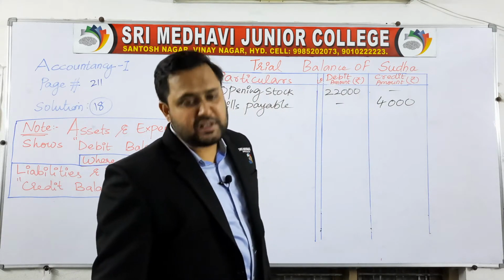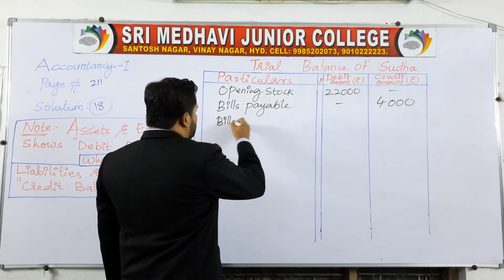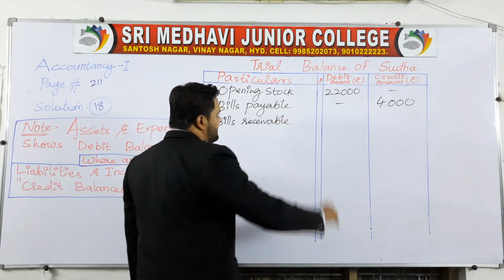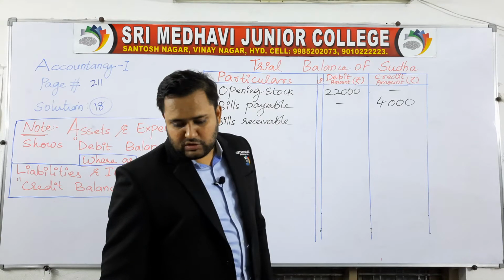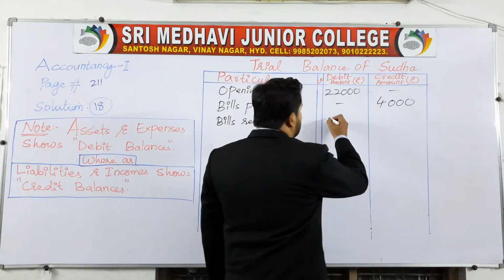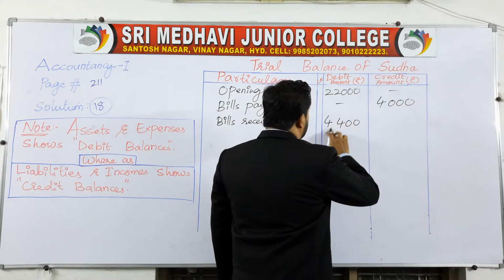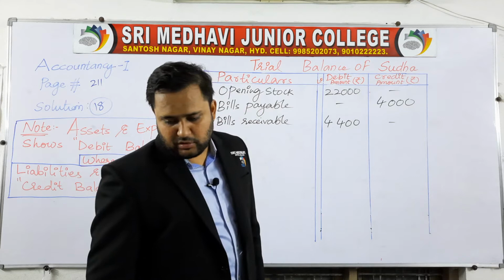Next, bills receivable, opposite to bills payable, vice versa. Bills receivable means you have to receive the bills. It's nothing but an asset for you. So you have to write in asset 4,400. 4,400 is bills receivable. Write on a debit side, debit column.